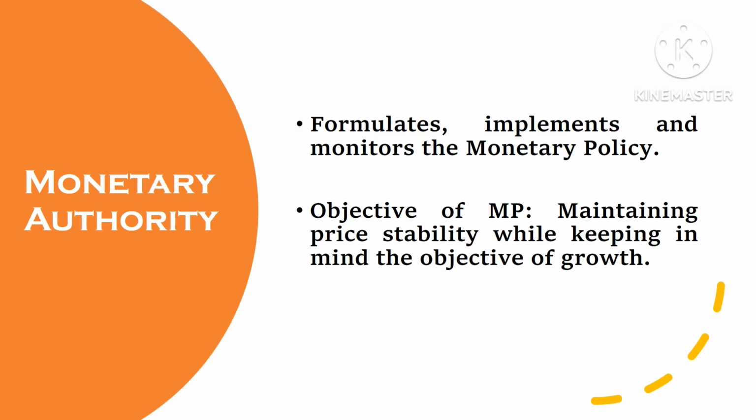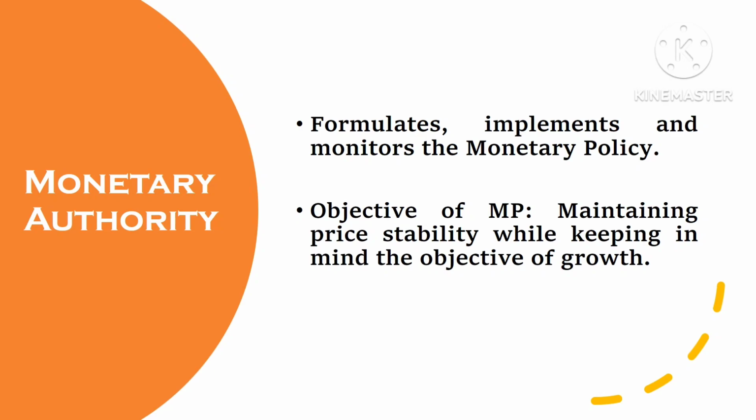Authority, under which RBI formulates, implements and monitors the monetary policy. The objective of monetary policy is maintaining price stability while keeping in mind the objective of growth. So this monetary policy is a set of actions and measures taken by the country's central bank to control and manage the money supply, interest rates, and overall financial system to achieve specific economic objectives.